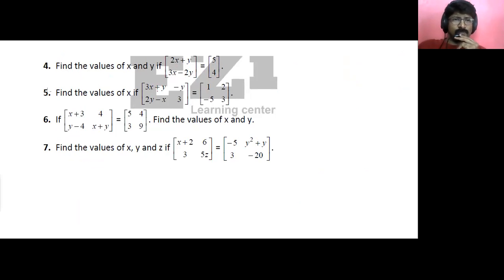In questions number 4, 5, 6, 7, they're all the same type of question, isn't it? So I am just choosing question number 7. Here you can get the values of x and y very easily. I'm just solving question number 6. X plus 3 is equal to 5 by using the equality of the matrix, because this is 4, this is also 4. So from here we will get x is equal to, get this 3 on this side, so x is 2.